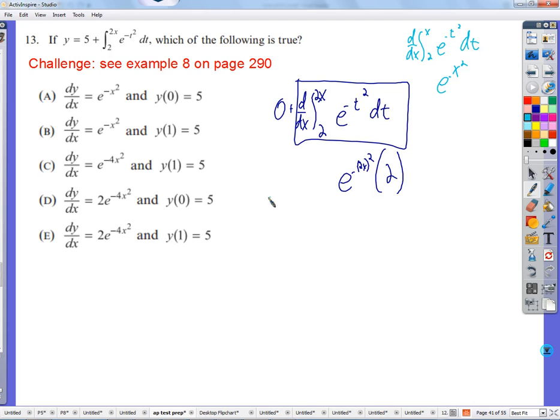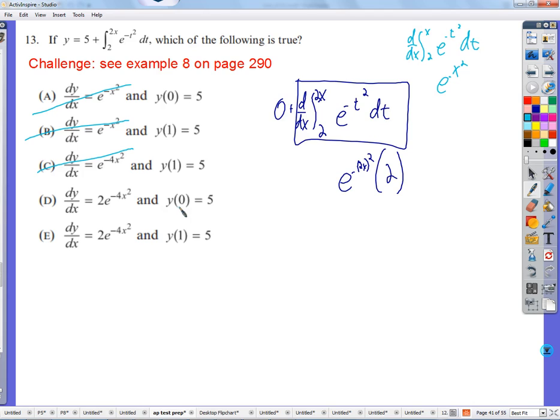So the question is, the derivative is this? Is that right? Take a look. Is that what it is? No. It's still not that. It's not this, right? Because it's times 2. With 2e to the negative 2x squared, okay, which if we square 2x, we get 4x squared. Okay, so it's got to be one of these.